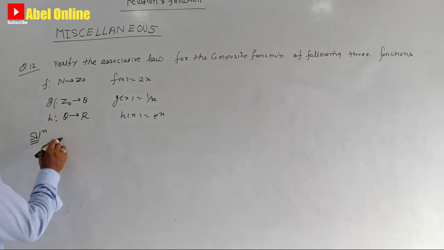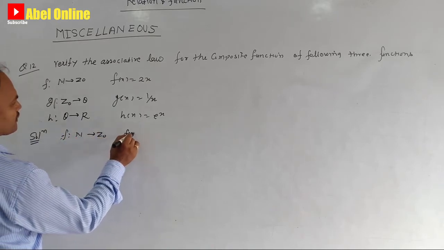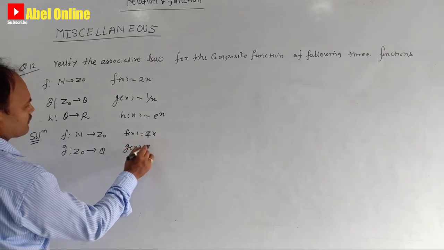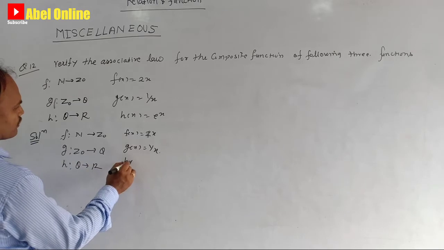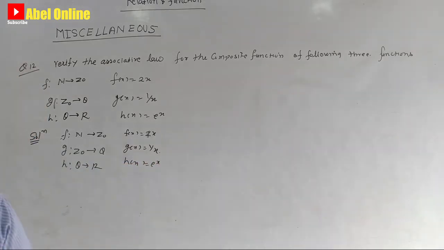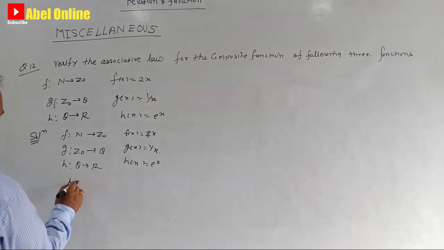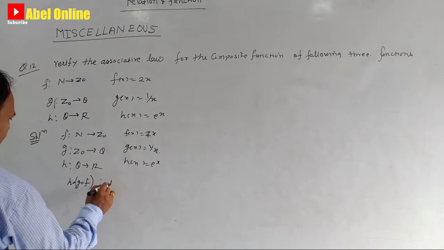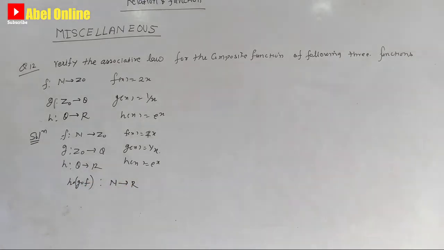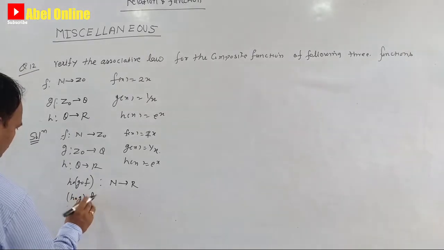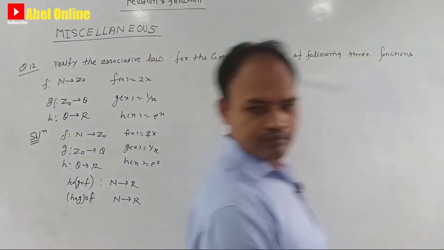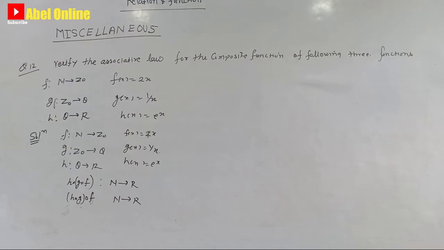If f: N to Z0, f(x) equal to x, g: Z0 to Q, g(x) equal 1 upon x, h: Q to R, h(x) equal e to the power x, then hog is N to R, and (hog)of is N to R. Both are the same.